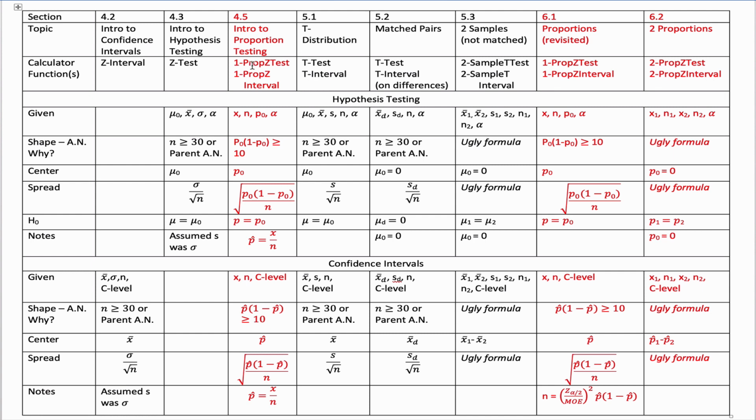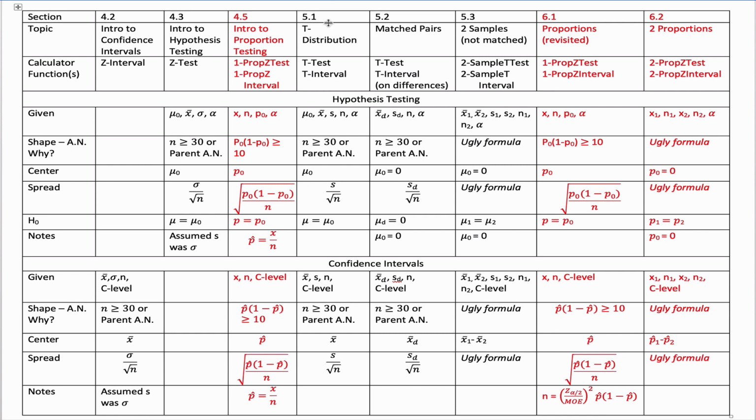I don't know how long this video has been going on. The way to think about it is if you can understand the three of these, all of these kind of follow naturally. 5.1, 5.2, and 5.3 are a lot like 4.2 and 4.3. And then 6.1 and 6.2 are a lot like 4.5. So let's get to it.